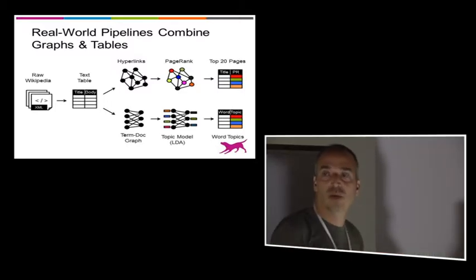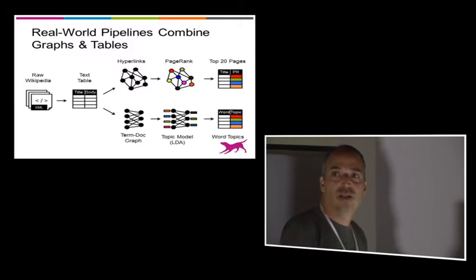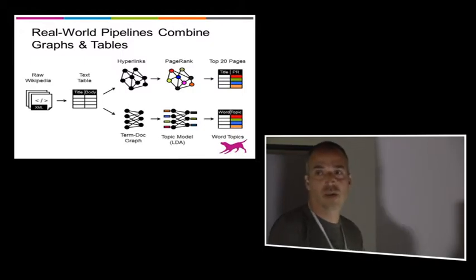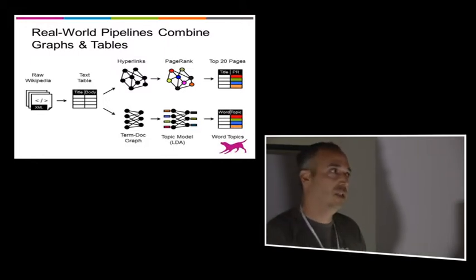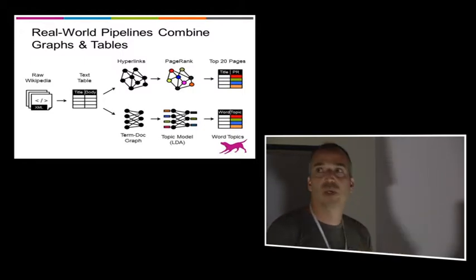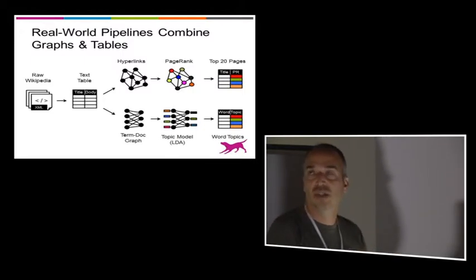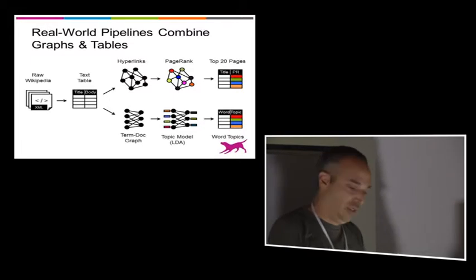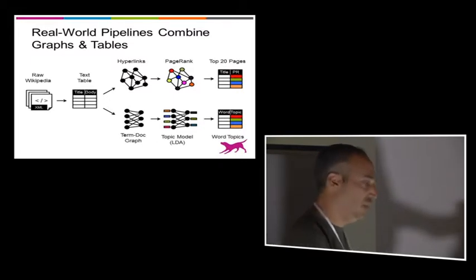Another example is that instead of building a hyperlink graph between Wikipedia pages, we can build what's called the term occurrences matrix, which records the words that are in a certain page, and then we can find the topics of those Wikipedia pages. There is a different algorithm called LDA, which finds those topics. So basically, we are transitioning a lot between tables and graphs.